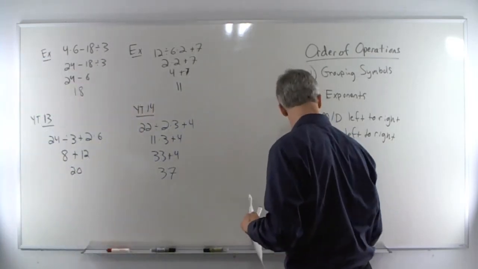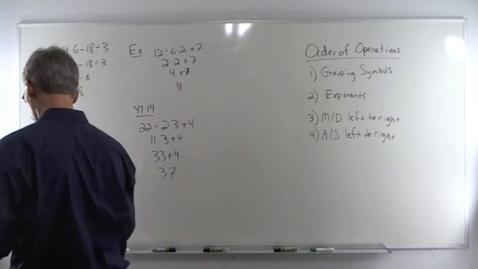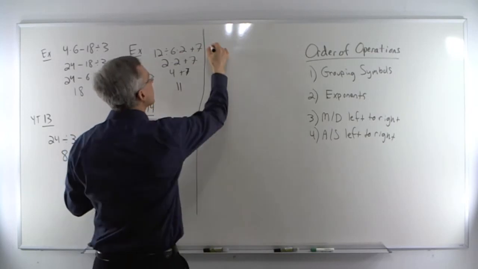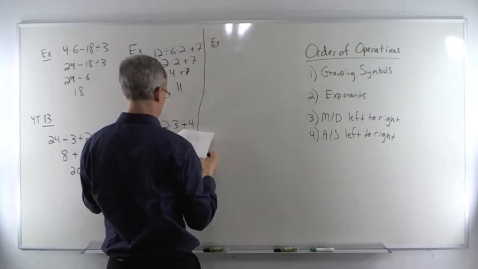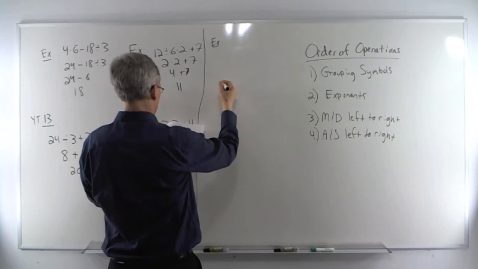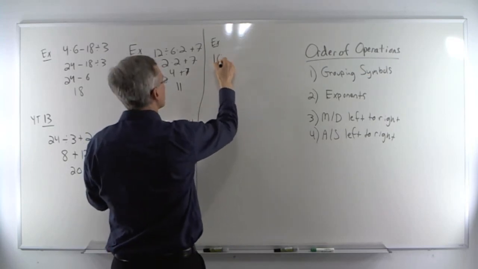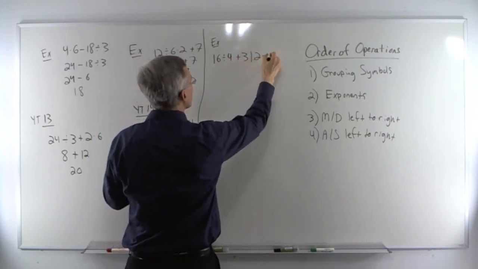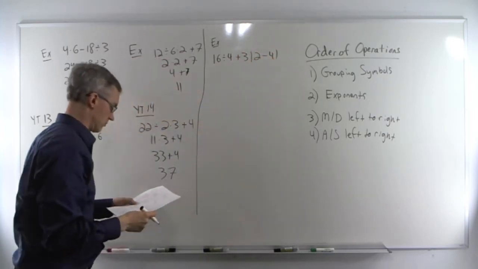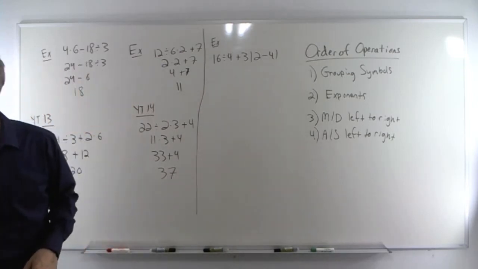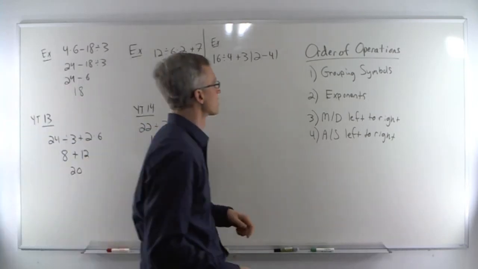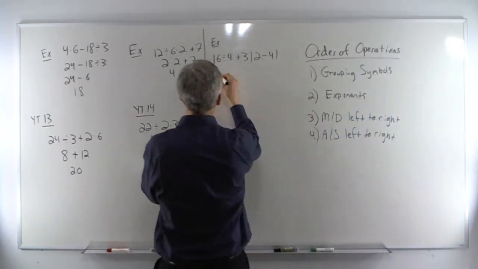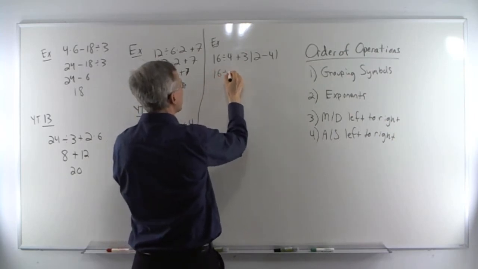All right, next example, we're going to include some absolute value bars. Let's see if I have enough room here. Like so. All right, so in this one we do have some grouping symbols. So we'll start up here. Stage 1, the grouping symbols are the absolute value bars. I'm going to evaluate that first. Everything else is going to come down exactly as written.